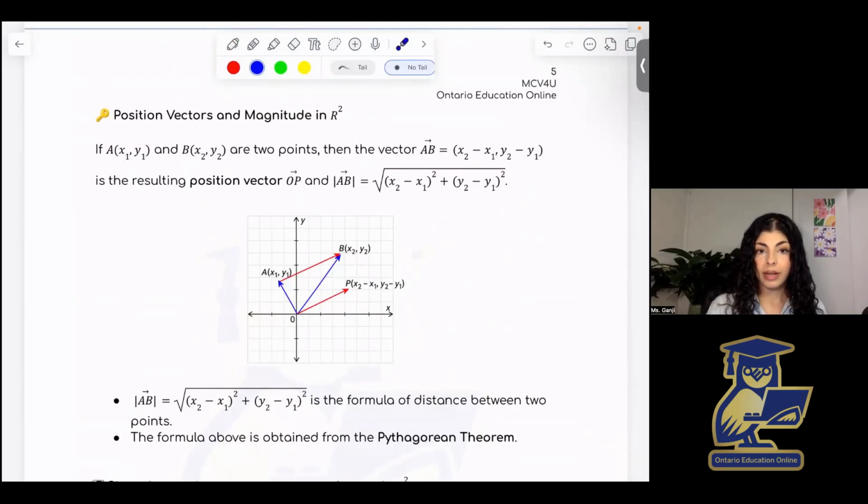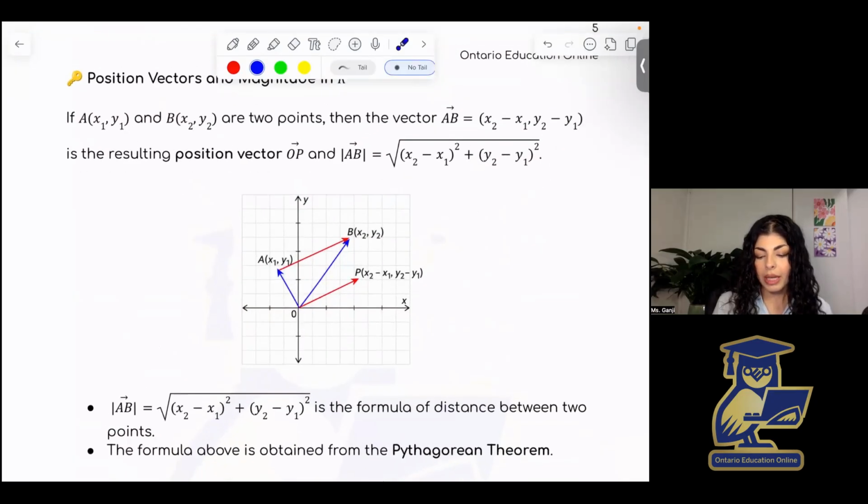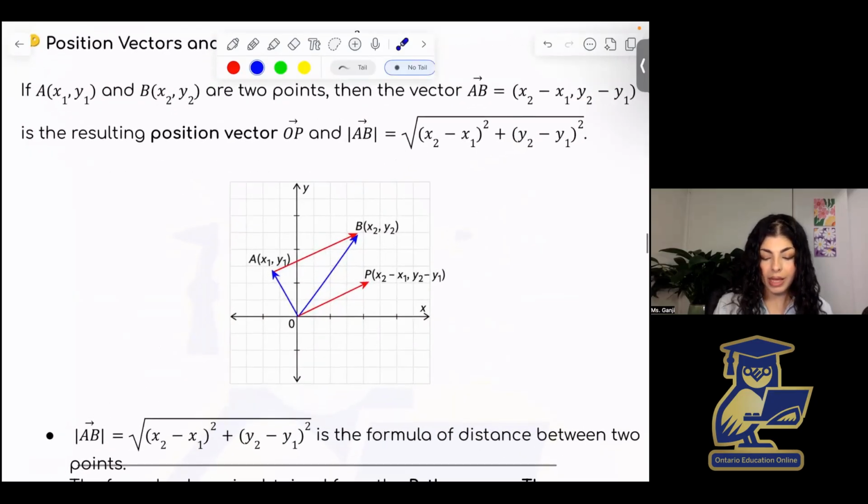So now, sometimes you're not given the vectors. You are just given 2 points. So for example, A is given by x1, y1, and B is given by x2, y2. And you want to find the vector AB. This is a bit harder because we're not starting at the origin. But really, how you're thinking of it is you're drawing the position vector OA and the position vector OB, and then you're finding that resultant vector.